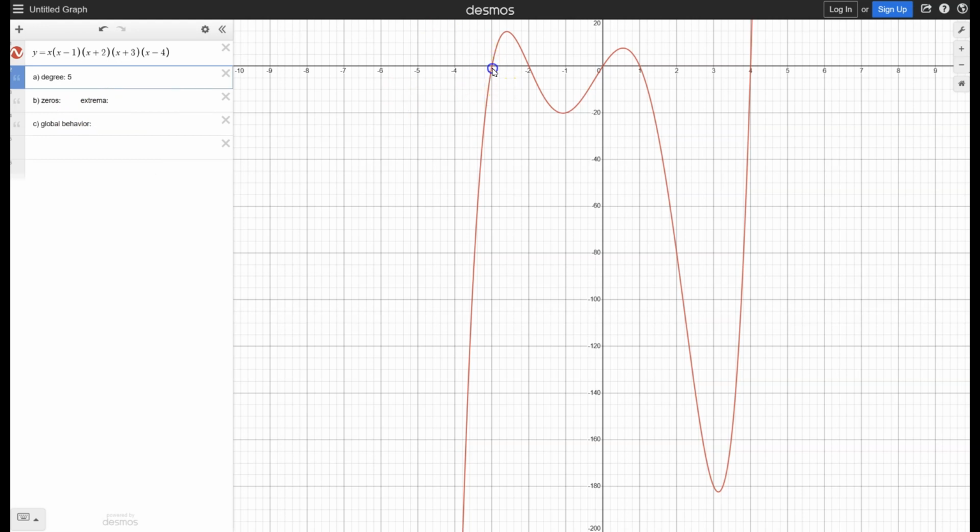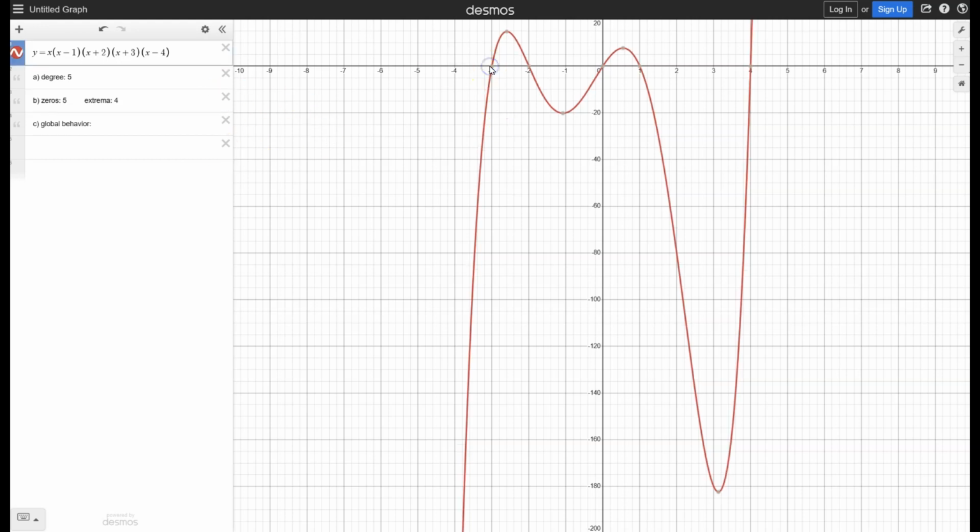Okay, zeros. I see 1, 2, 3, 4, 5 of those. So 5 zeros, degree 5 has 5 zeros. Local max and min, I see 2 maximums and 2 minimums. So 4 local extremes for this graph. And we're not trying to list where they are. Sometimes we will do that, but for now, we're just trying to count how many.